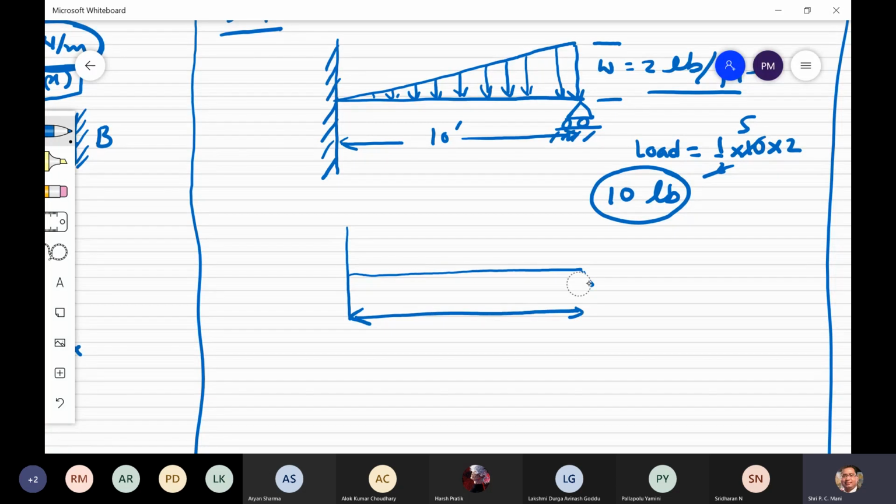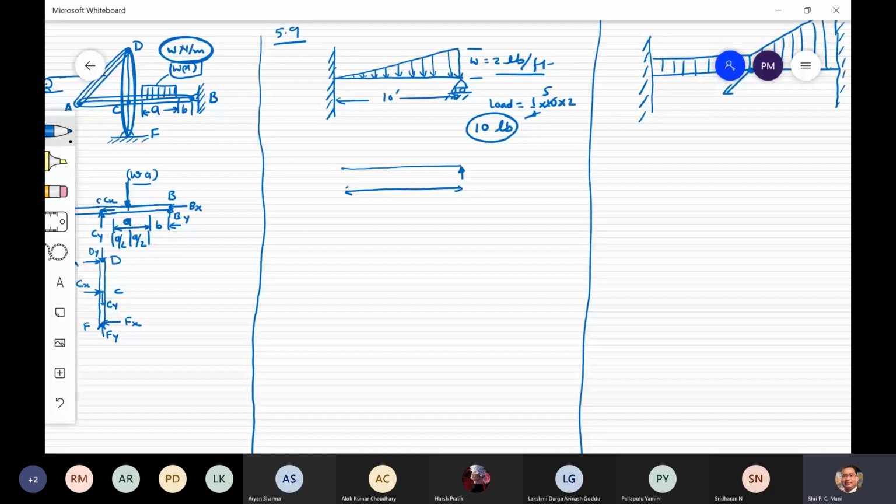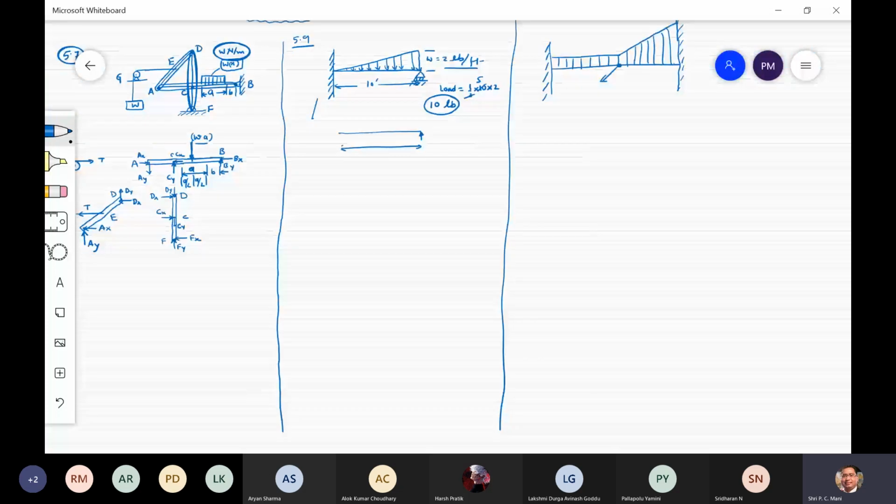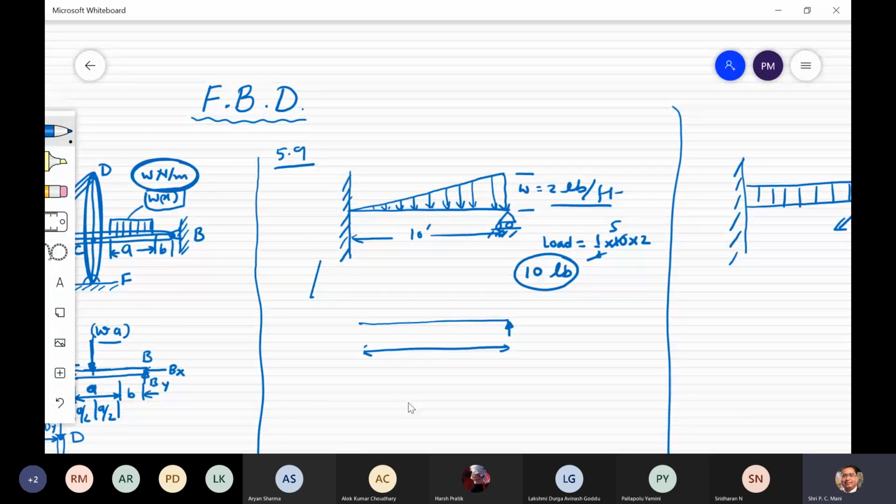Okay, so say this one, I'm removing this support, so you will get the support reaction here, say something. Say this one is A point, and this one is B point. So if this is A, and this is B, B, Y will be there.